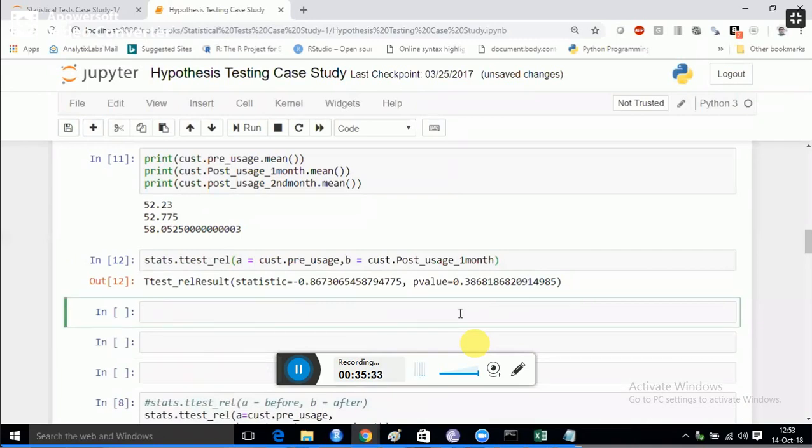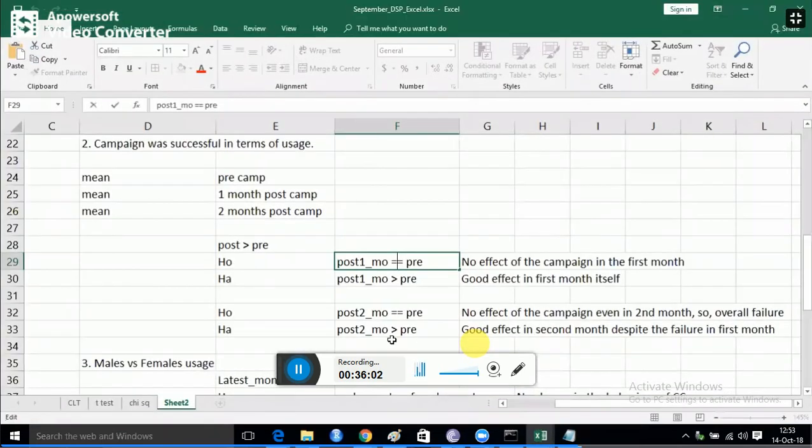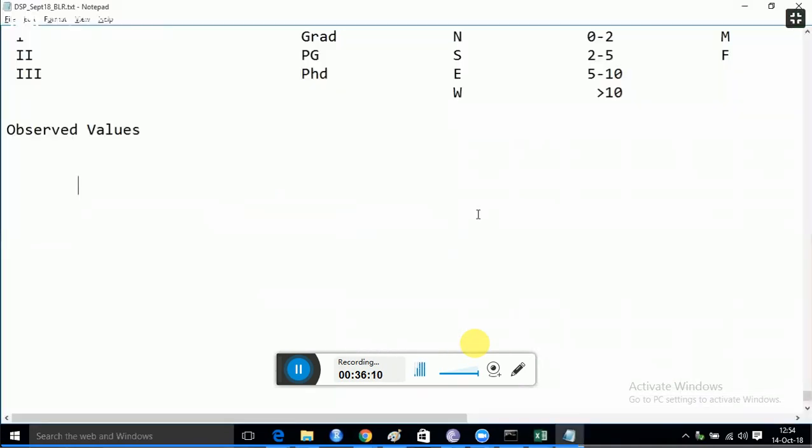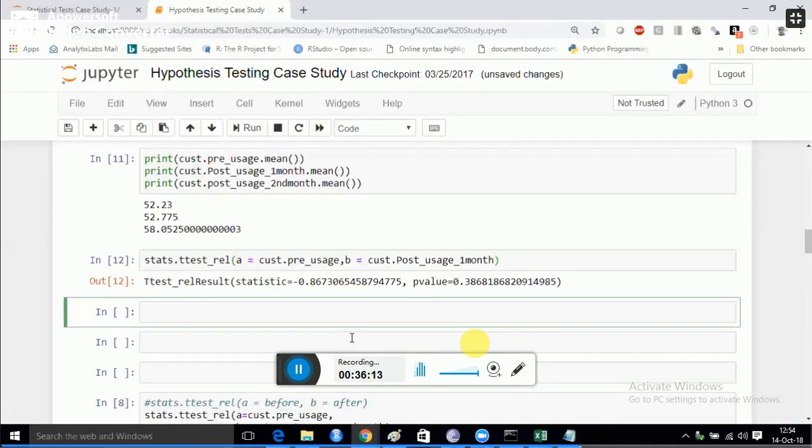0.38. Is 0.38 greater than 0.05? Yes, it is greater, right? So what should I do here? Accept the null hypothesis, isn't it? P-value is high, null gets accepted, right? You don't go with those definitions, especially you. Anyways, so what was our null hypothesis here? If post equals pre, then what is our thing? No effect of the campaign in the first month. So what do you conclude here? No effect of the campaign in the first month, right?